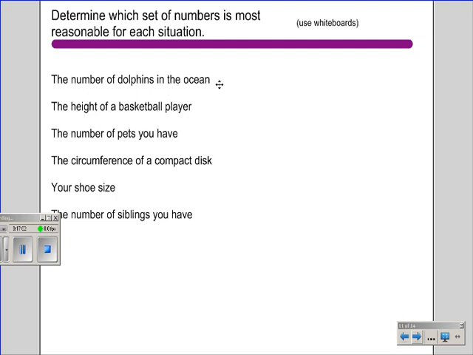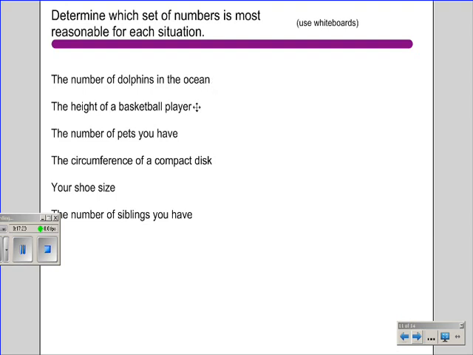The number of dolphins in the ocean, can I count that? Can I find that number? Yes. Is it going to be a nice number? Yes, there's not going to be part of a dolphin out there. Therefore, it would be natural, whole, integer, rational, and real.